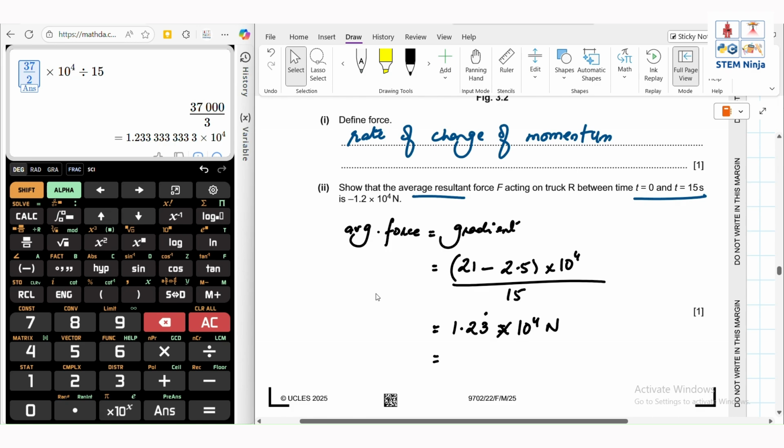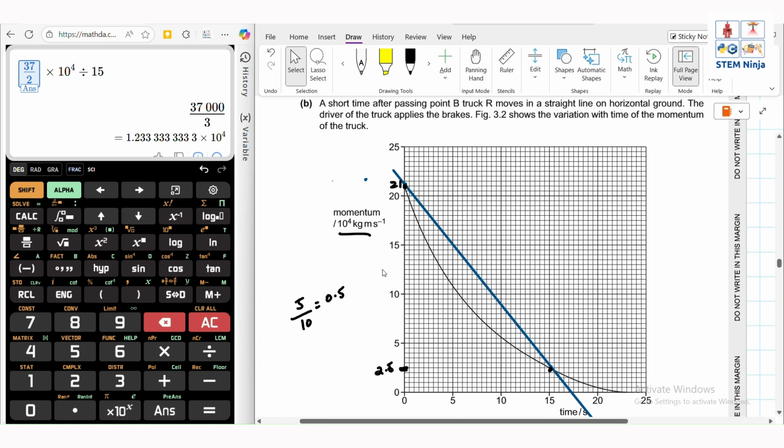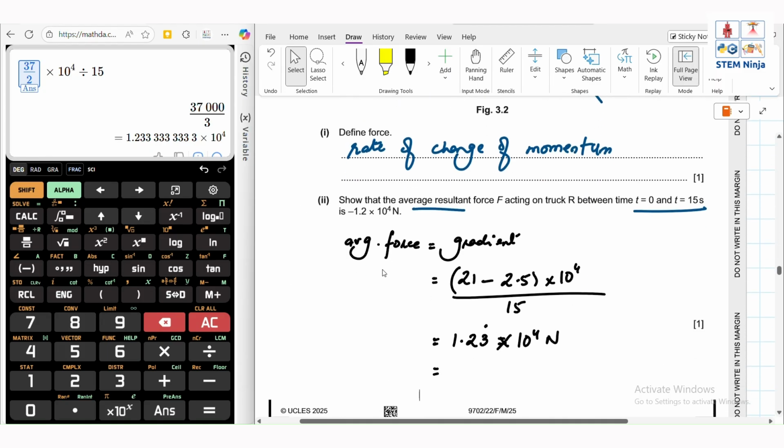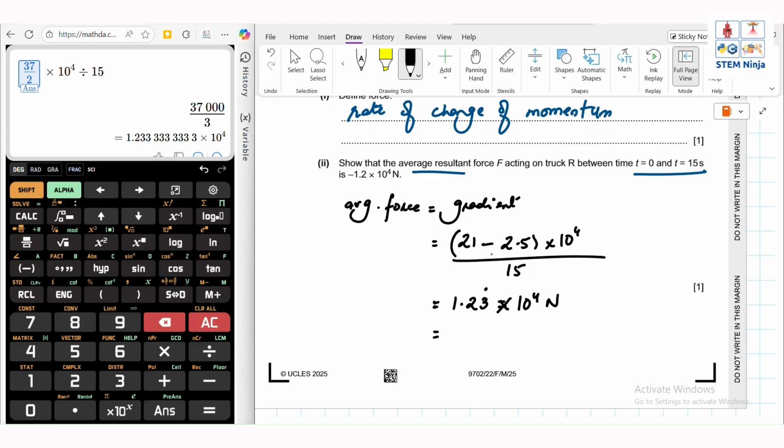Now, since this was decelerating, we will have a minus sign. So this is actually 0 minus the initial value. So this would come out to be negative anyway. So we can just simply write it as minus 1.2 times 10 raised to power 4.